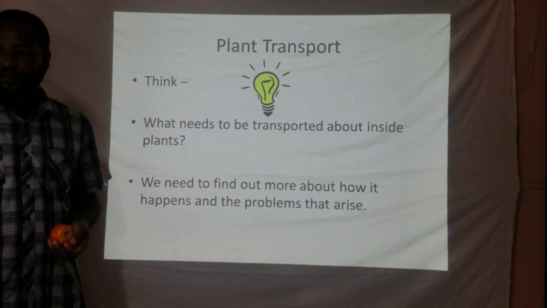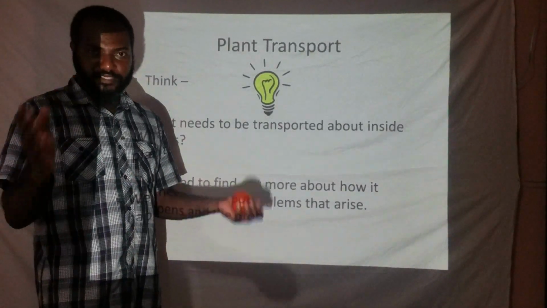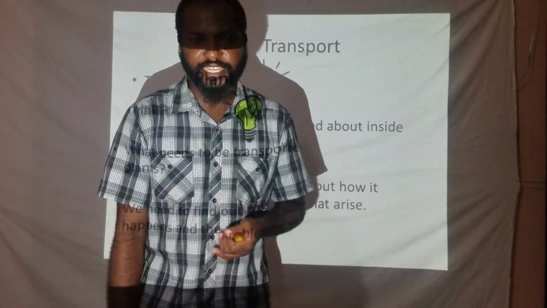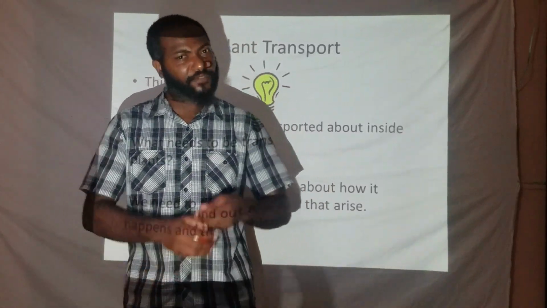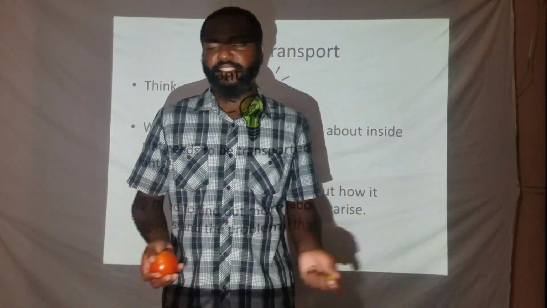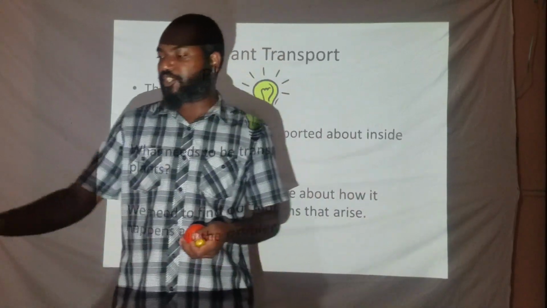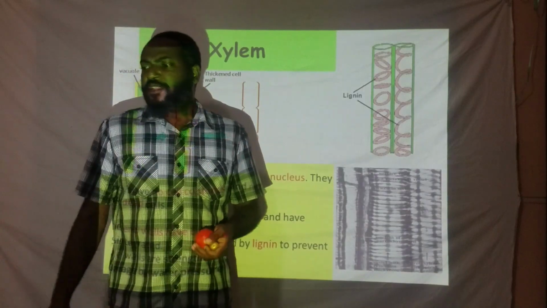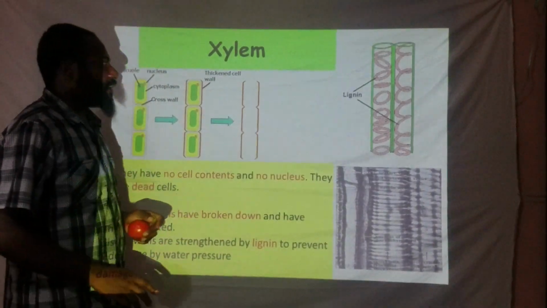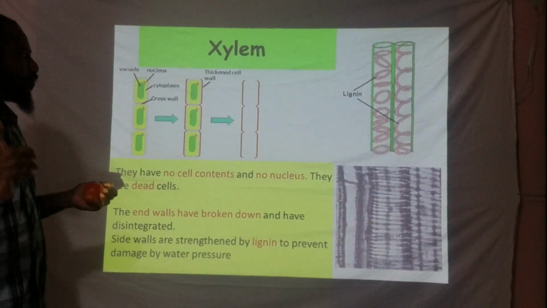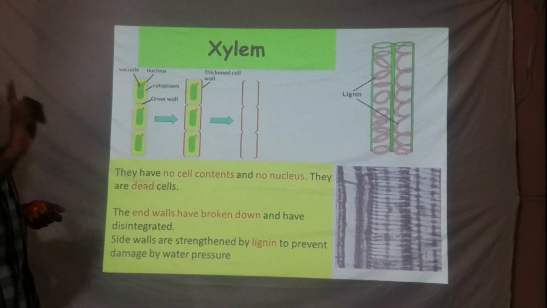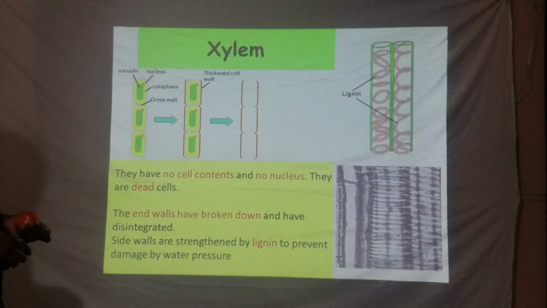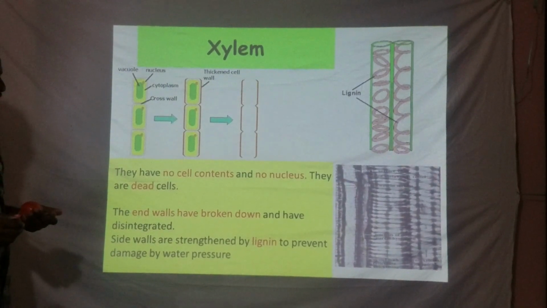And if you have stated water, nutrients, food and waste, these are all things that need to be transported in plants. Now, the part of the plant that transports one thing specifically, water, is the xylem vessel. And this is going to give us an idea of what the xylem vessel is like.